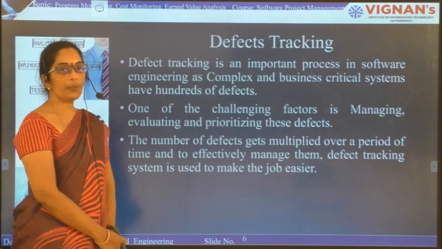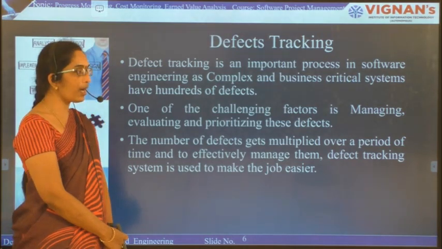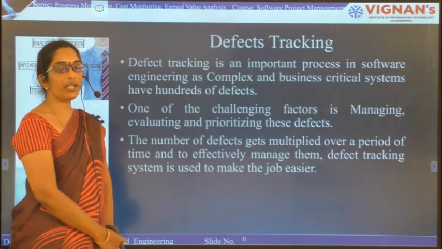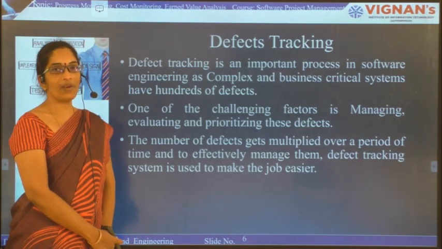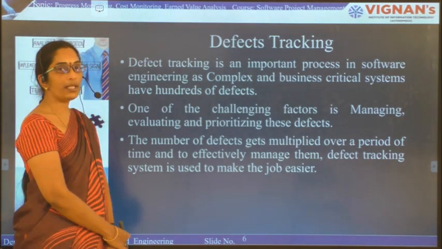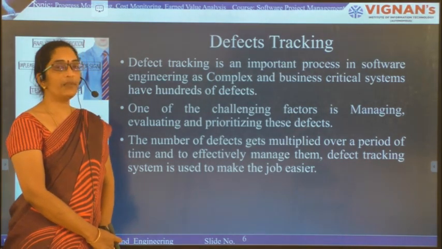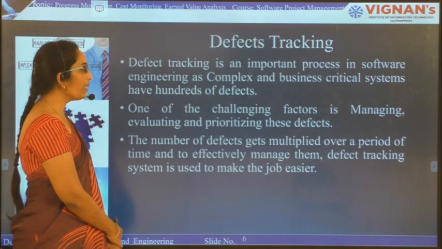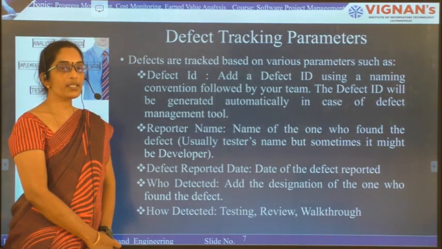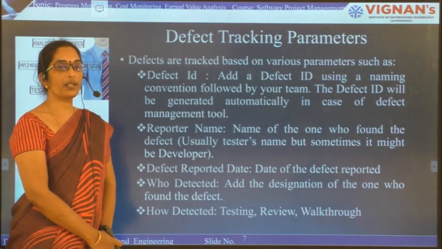Defect tracking is an important process in a software project, and it is a very complex and critical task, as it involves hundreds of defects. One of the challenging factors is managing, evaluating, and prioritizing these defects. The number of defects multiplies over a period of time, and to manage them effectively, a defect tracking system is used to make the job easier. There are different parameters for tracking these defects. Now let us see what are the different parameters that are used for defect tracking.